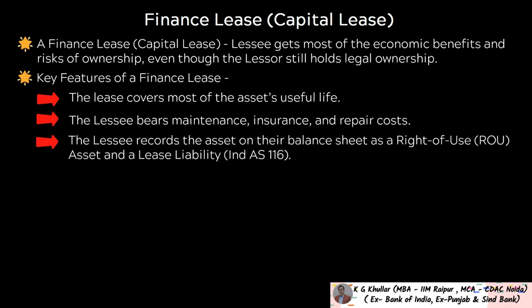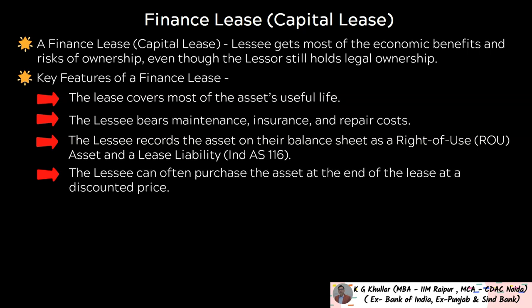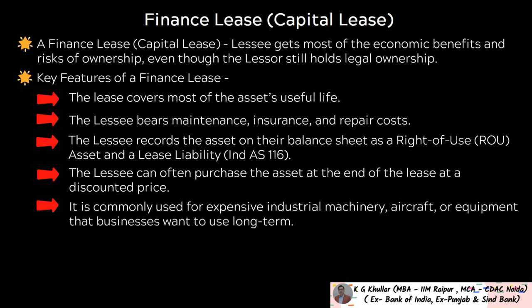Then next is the lessee records the asset on their balance sheet as a right of use asset and a lease liability under Indian Accounting Standard 116. Then next is the lessee can often purchase the asset at the end of the lease at a discounted price. And lastly, it is commonly used for expensive industrial machinery, aircraft or equipment that businesses want for long-term use.